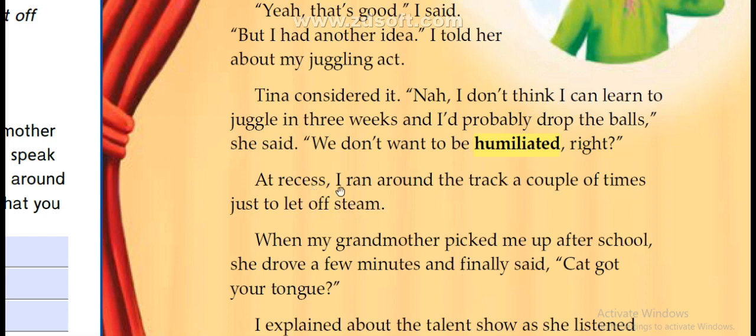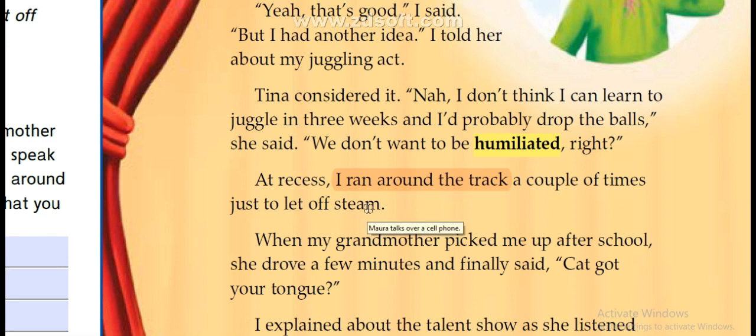At recess, I ran around the track a couple of times just to let off steam. So during recess time, she started to run around the track in the playground a couple of times just to let off steam. So why did she run? This sentence, I ran around the track, helps us know what to let off steam means. What does it mean? To let off steam means to get rid of the anger.